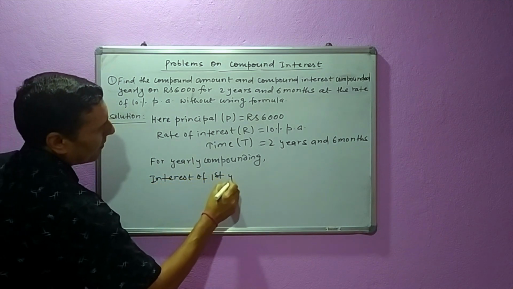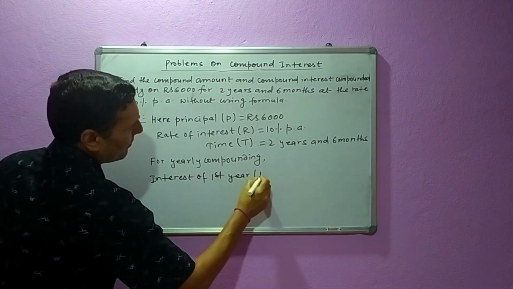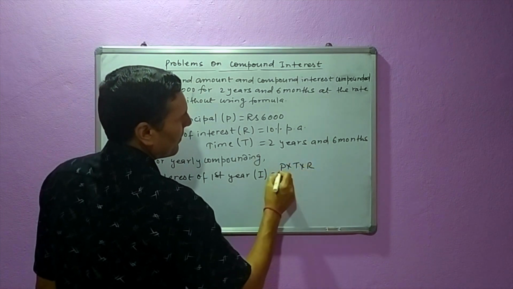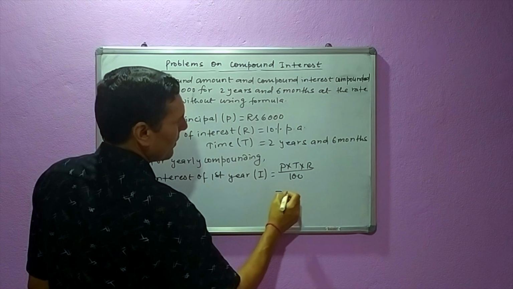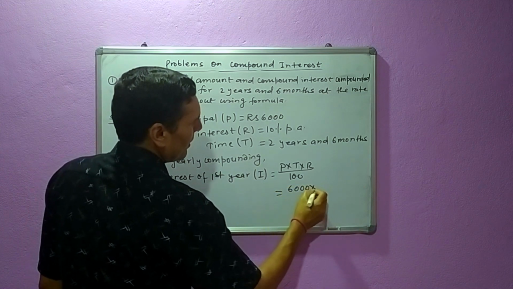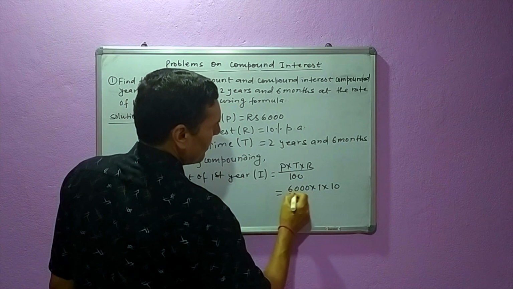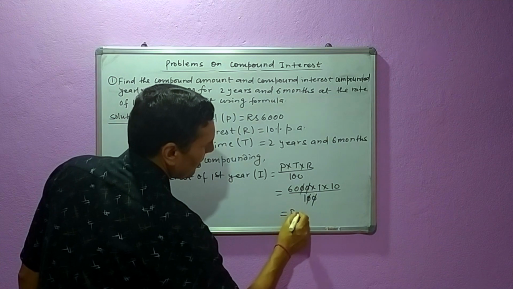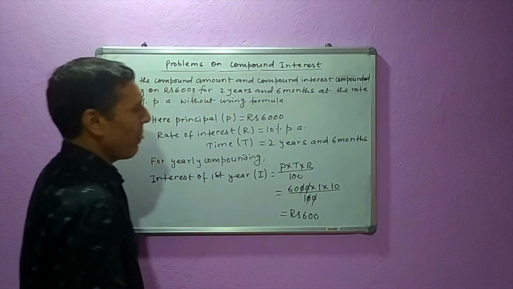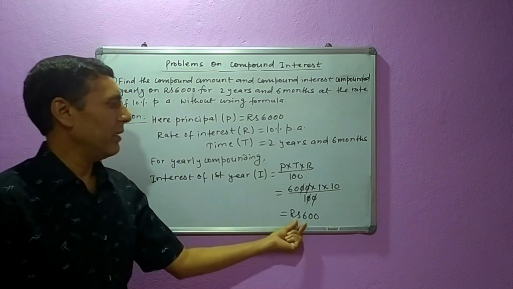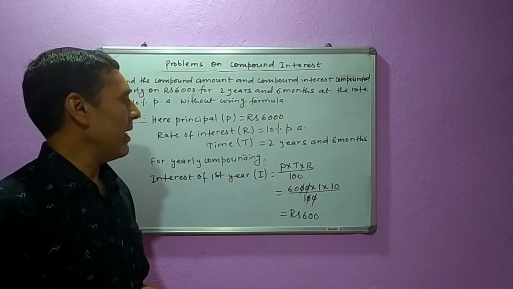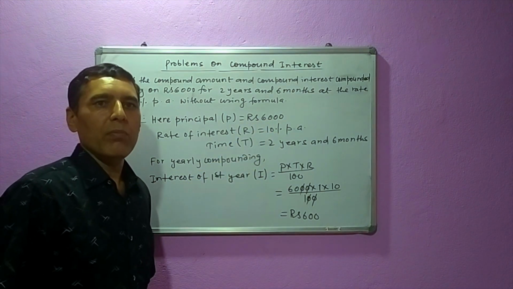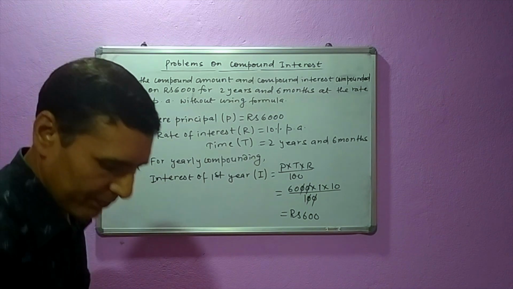Interest of first year: I is equal to P into T into R upon 100, 6,000 into 1 into 10 upon 100, so we get rupees 600. So interest of first year is rupees 600. When we add this interest to the principal, it becomes amount, and that amount will be the principal for the second year.